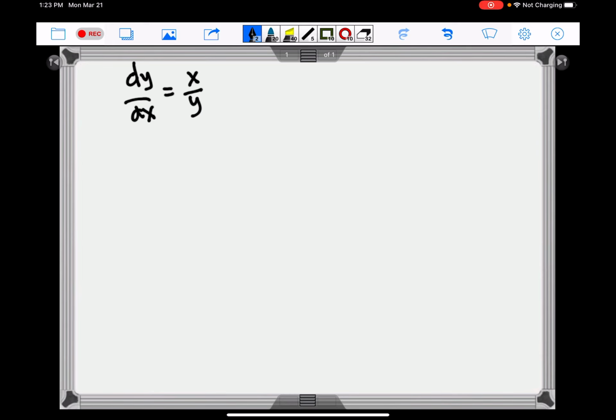Now, when these show up on AB Calc tests, which is almost every time one of the FRQs, they're usually 5 or 6 points each. So this is usually a big one, okay?